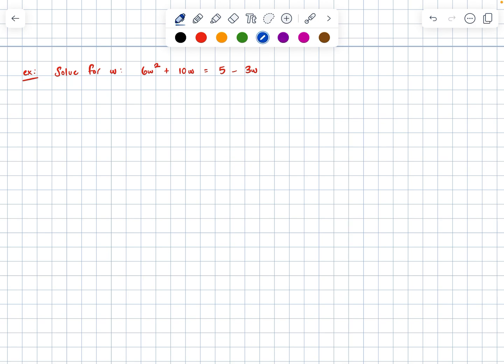And stop. So from here, I don't really care which side I move everything over to. Because the w squared is already on the left, I'll move everything over to the left as well. So I've got 6w squared plus 13w is equal to 5. Now subtracting 5 from both sides to get my 0 on the right. 6w squared plus 13w minus 5 is equal to 0.